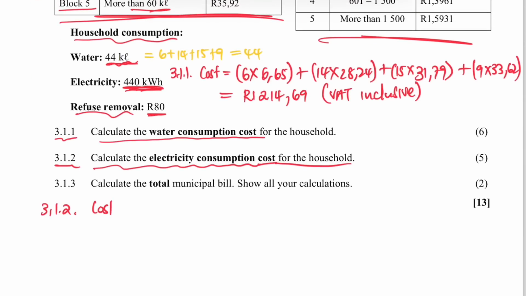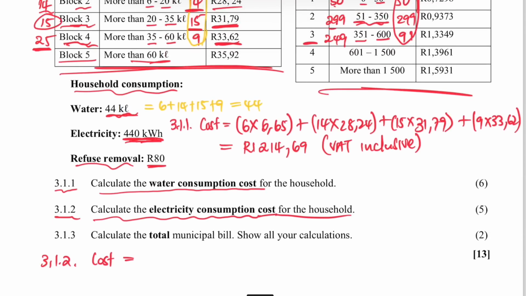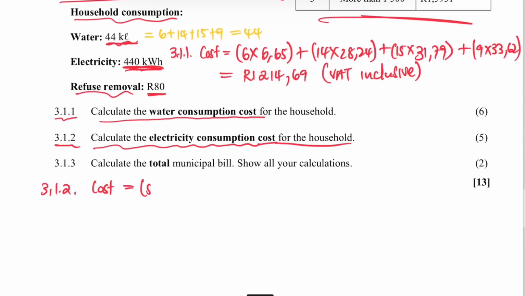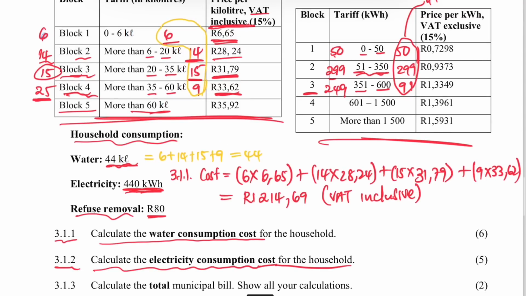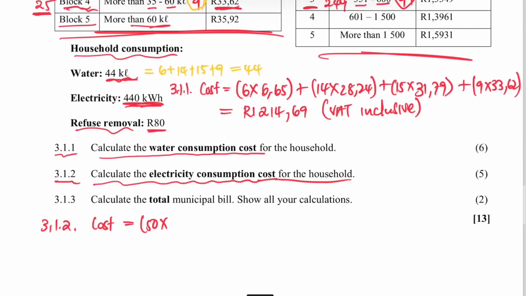3.1.2, we say cost. We take the 50, we times by this. Remember, guys, these rates here are VAT exclusive. They don't have VAT. You must add the VAT. So it's 0.7298. Those are cents, guys.